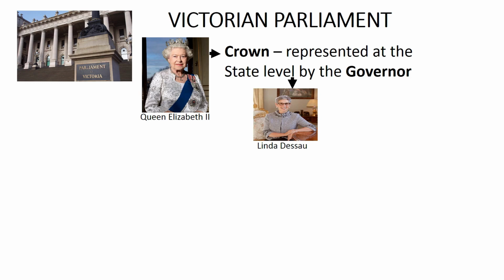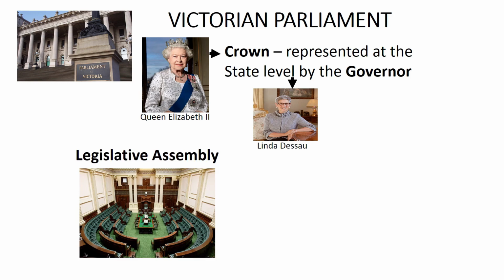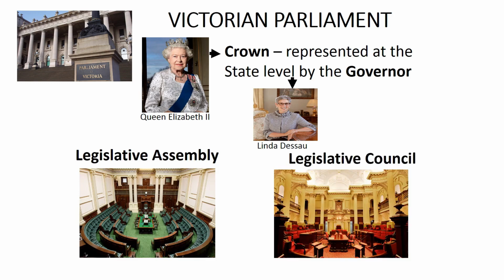In addition to the Crown, the Victorian Parliament consists of two houses. There is the Legislative Assembly and there is the Legislative Council. The Legislative Assembly is the lower house in the Victorian Parliament and the Legislative Council is the upper house in the Victorian Parliament.